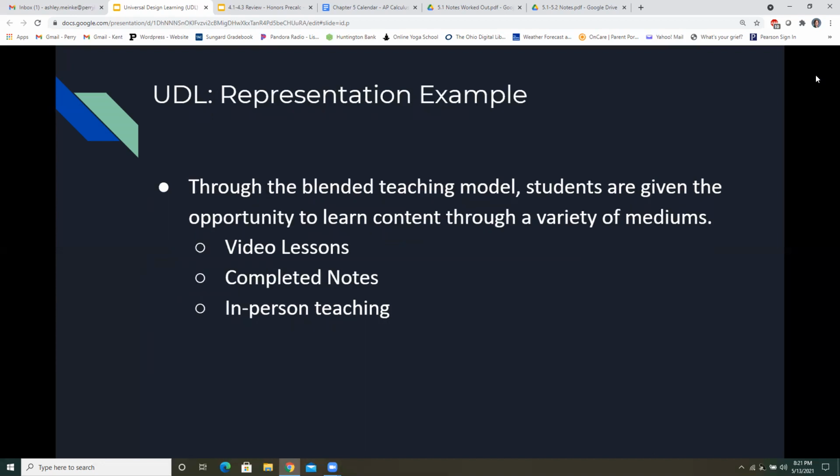So extending that idea to the blended teaching model, students are given the opportunity to learn content through a variety of mediums due to the video lessons. They can watch the lesson and listen. They can look at the completed notes. And of course, they also have access to me in person to supplement the video lessons and the completed notes. So they're able to see the lessons in a variety of ways.